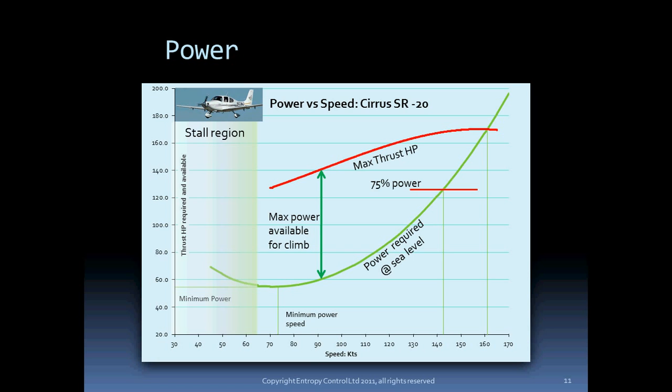Maximum engine horsepower is 200 horsepower. Maximum thrust horsepower is about 170 horsepower because about 30 horsepower is lost in the propeller prop wash losses. The 170 horsepower gives a maximum speed of about 161 knots where the red and green lines cross. Because of the constant speed propeller, engine power is constant with speed, but efficiency isn't.